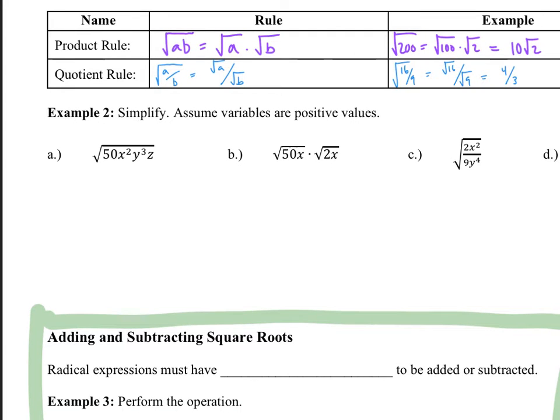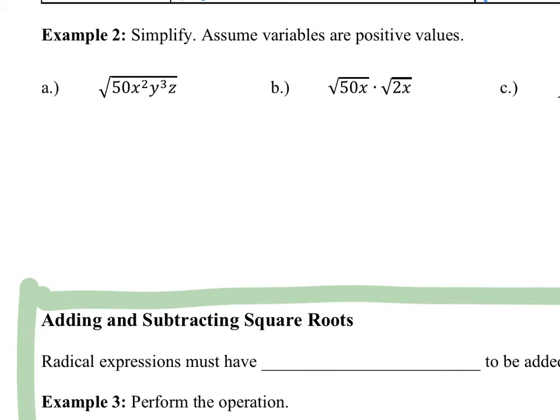What we can do is take that product rule to break these things apart. Sometimes that's the easiest way to think about it. I think about that as the square root of 50 times the square root of x squared times the square root of y cubed times the square root of z. Well, we take that square root of 50 and say, well, that's the square root of 25 times the square root of 2. I'm going to go ahead and just keep working with that. I know the square root of 25 is 5, and the square root of 2, I can't do anything with that.